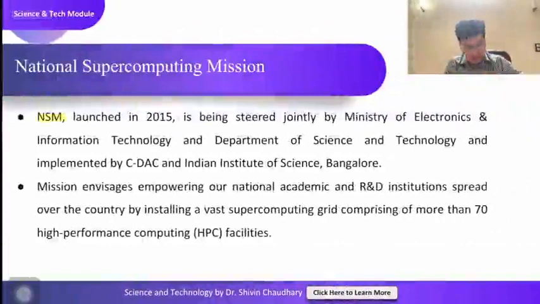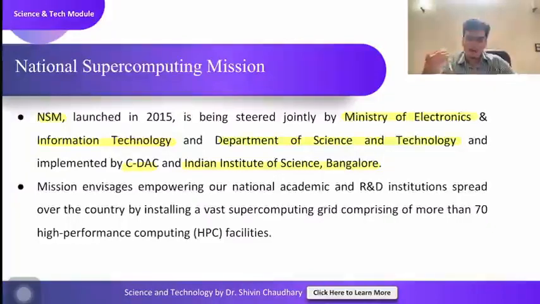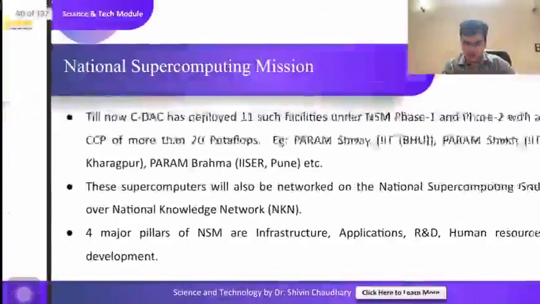Now we have a National Supercomputing Mission in India. Who runs it? The mighty Ministry of Electronics and Information Technology, the Department of Science and Technology, CDAC, and the Indian Institute of Science, Bangalore. Okay, this is the only important thing here. What they're trying to do is make a national knowledge network. They're trying to connect 70 places by giving them these supercomputers, and then connect universities, etc. together, so that they can do research.